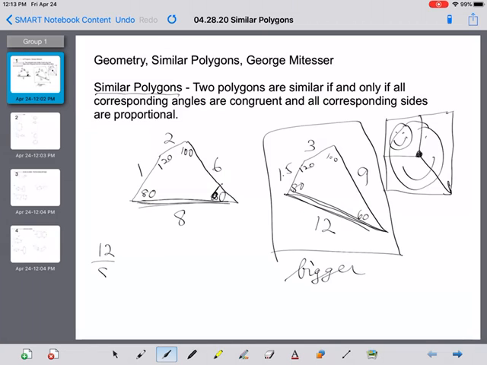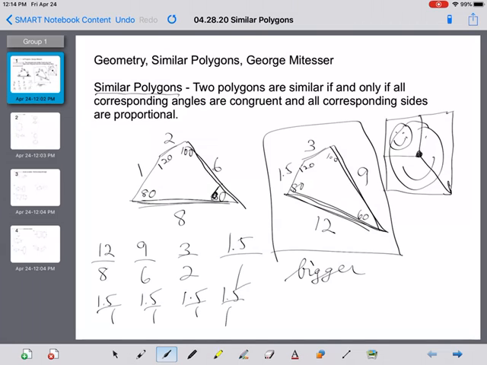So let's see. We have 8 to 12. So I'm going to say 12 to 8, 9 to 6, so that's here, 3 to 2, and 1.5 to 1. And we want to know, are they the same ratio? So you can just divide them. 12 divided by 8 is 1.5. 9 divided by 6 is 1.5. 1.5, 1.5. That's the scale factor. That's the equal ratio, 1.5 to 1.